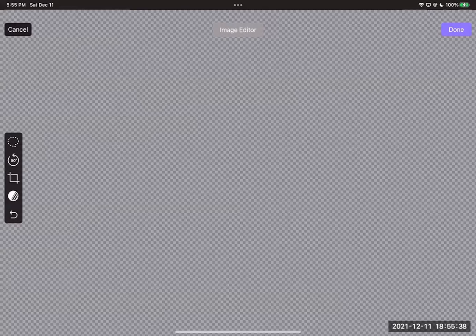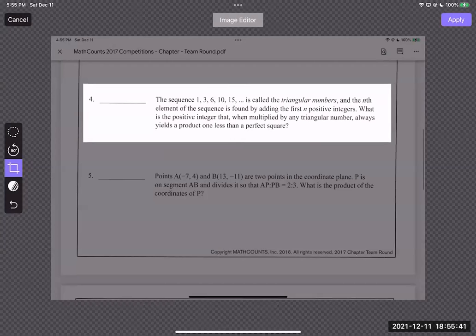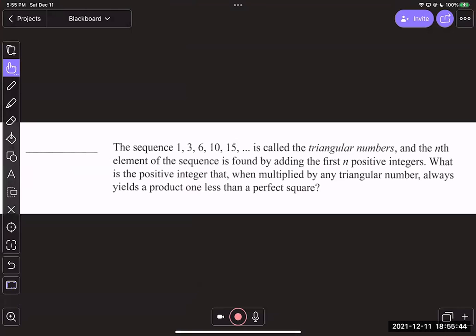So problem number 4 here. The sequence 1, 3, 6, 10, 15 is called the triangular numbers. And the nth element of the sequence is found by adding the first n positive integers. What is the positive integer that, when multiplied by any triangular number, always yields a product 1 less than a perfect square? Okay, let's take a look here. Any ideas here? Did anyone get to do this one?